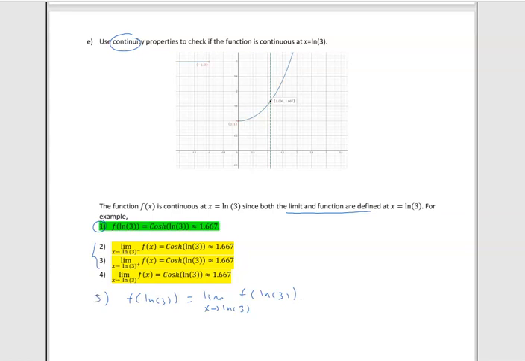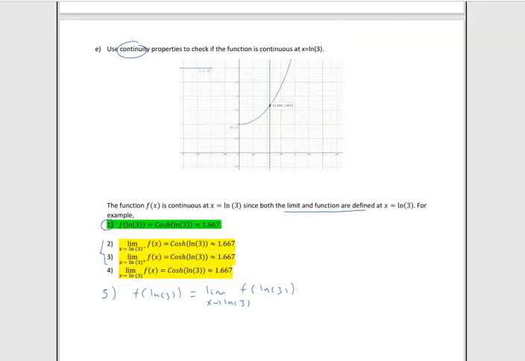So in this case, the value of f of ln of 3 is equal to the limit. And that's it. Whenever they're asking us to check for continuity, you check the function value, you check the limits, and then you check the last one, that they happen to be the same. And that's a way to show that, yes, the function is continuous at that point.